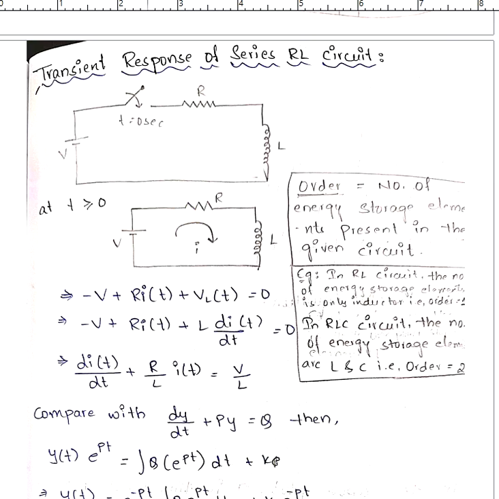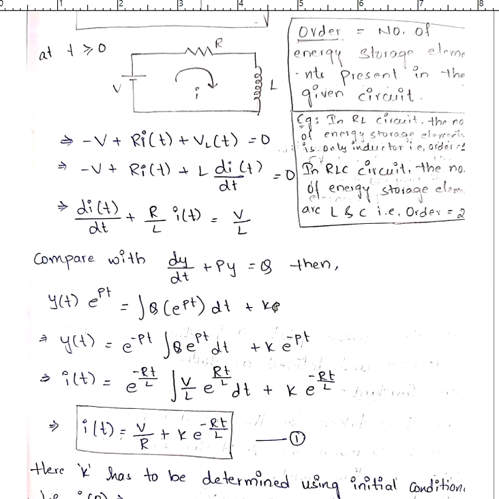So at time t greater than or equal to 0, the switch will be closed. So we are replacing the switch with a short circuit, and there becomes one loop here, and we need to write the loop equation. When you write the loop equation, it is a KVL application. Starting at this point, minus V plus R I of t plus VL of t is equal to 0. And when you express this as a proper differential equation by dividing by capital L, you will be getting this.